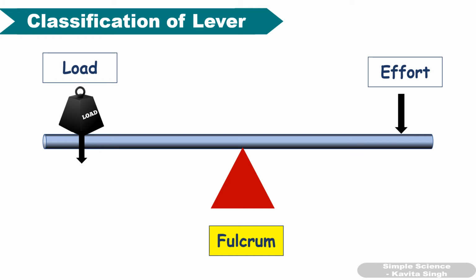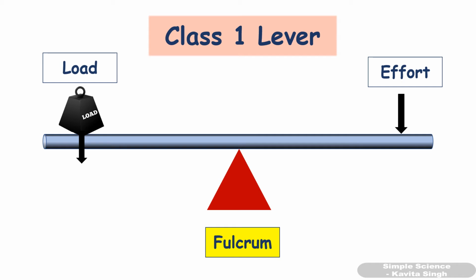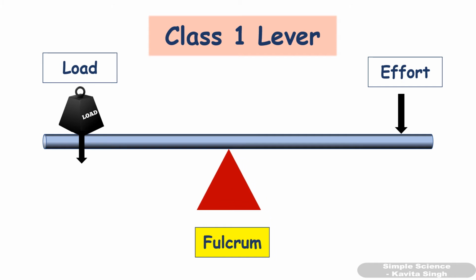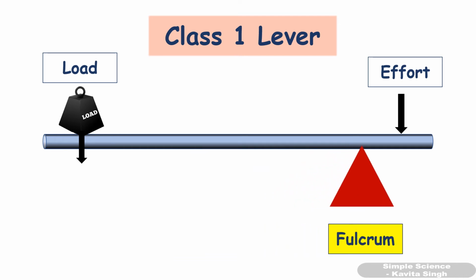If in a lever you know that there are three things: one is fulcrum, one is load, one is effort. If fulcrum is in between load and effort, anywhere in between, then this kind of lever is called class 1 lever. Now in class 1 lever, the fulcrum is in between load and effort. It can be either exactly at the center, or fulcrum can be towards the load, or fulcrum can be towards the effort, but it will remain in between load and effort.